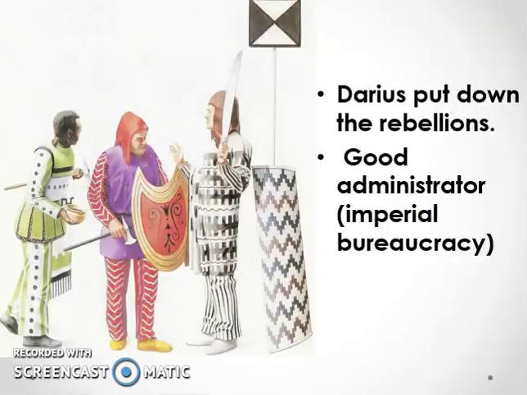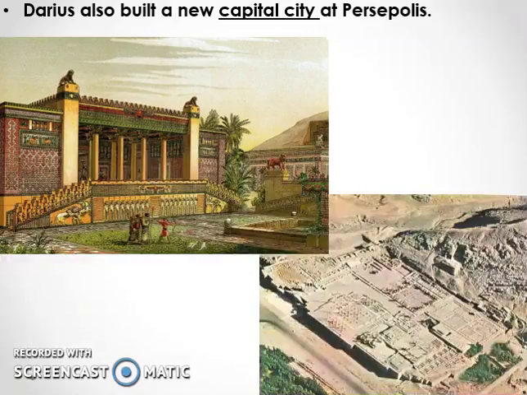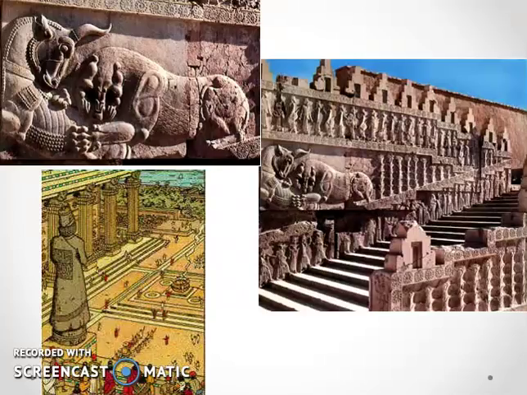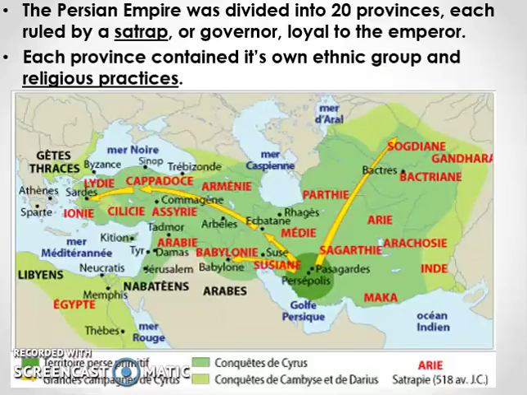Darius put down the rebellions, and he took control fairly quickly. He was a good administrator. He set up a government system known as imperial bureaucracy, which is something that we see again and again throughout history, but he's actually going to start this system. He built a new capital city at Persepolis, and he spent a lot of time and money to make sure that this capital city was very grand. He wanted to make sure everyone could see the greatness of the Persian Empire by how much was put into the capital city.